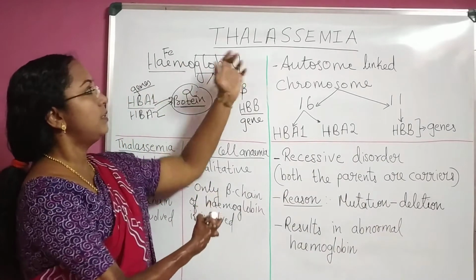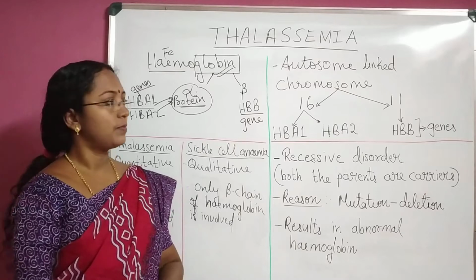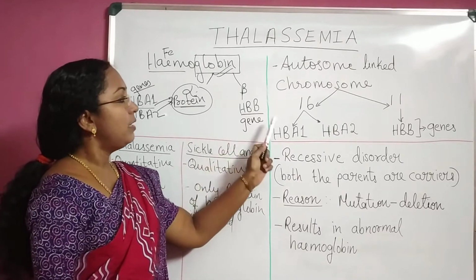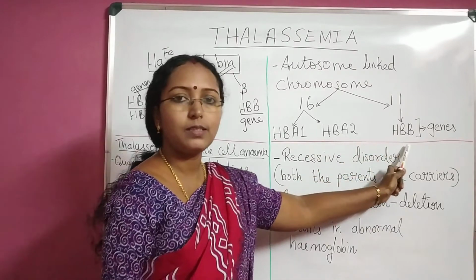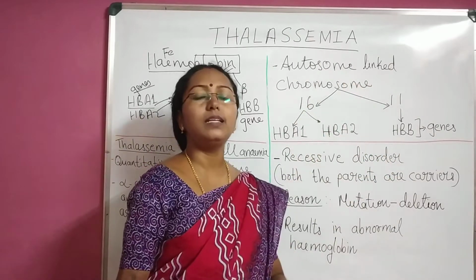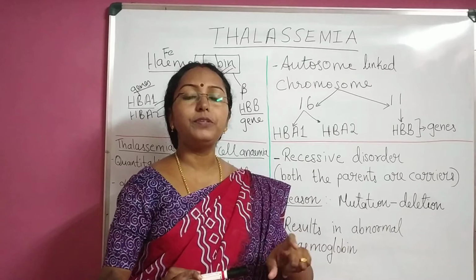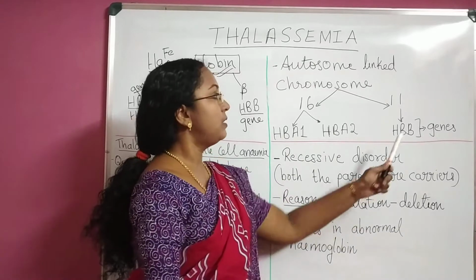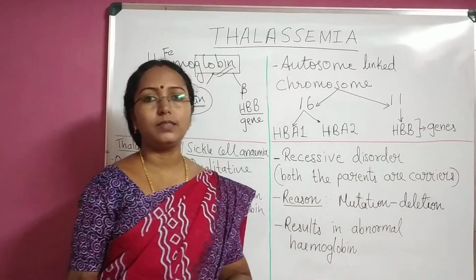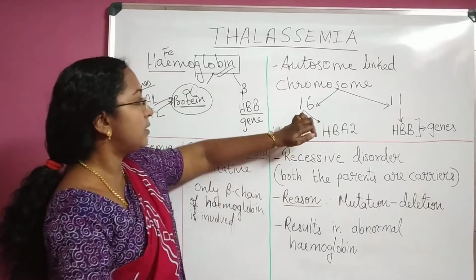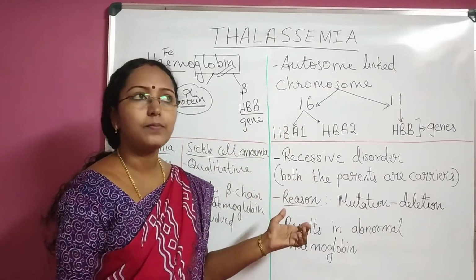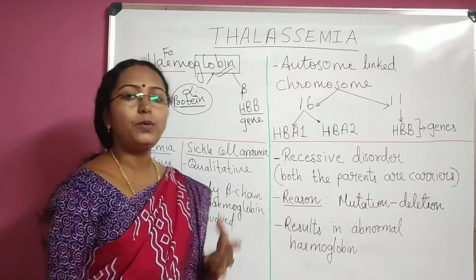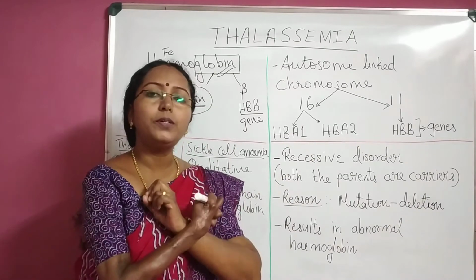Now come to the disease thalassemia. When there is a defect with respect to these genes, it results in thalassemia. So what kind of defect is that? If a gene is mutated or deleted, say HBA1 is deleted, what will happen? This alpha protein will not be produced. It will not be produced at all.